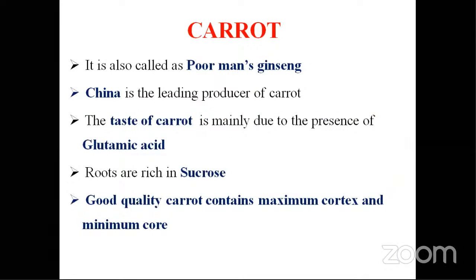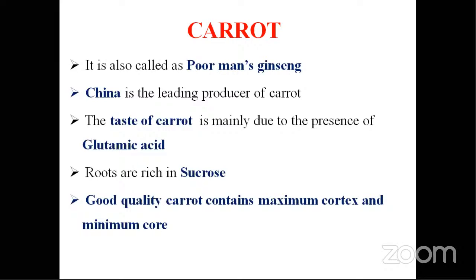Next, coming to the introduction, we all know about carrot, but the most important point is it is also called poor man's ginseng. China is the leading producer of carrot, and the carrot taste is mainly due to the presence of glutamic acid. The sugar present in carrot is sucrose. And a good quality carrot should have a maximum of cortex and a minimum of core.